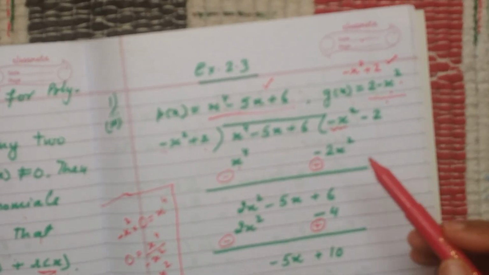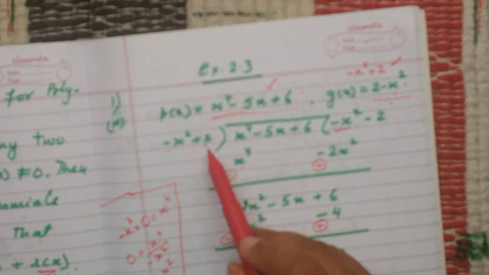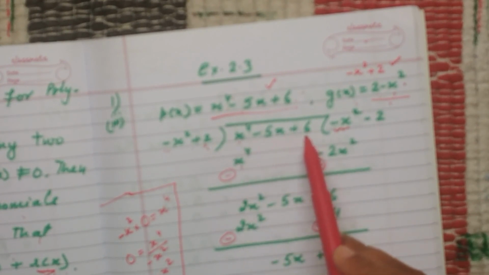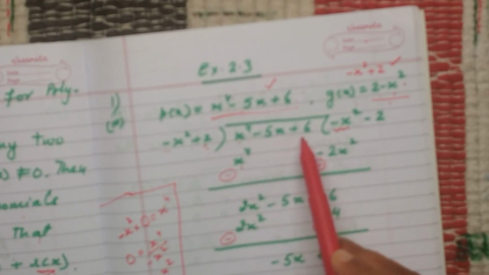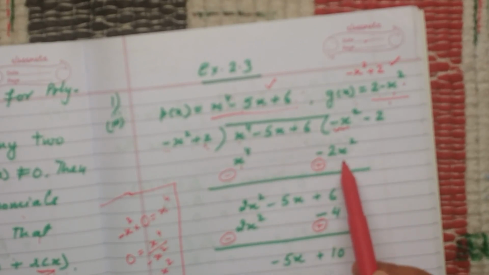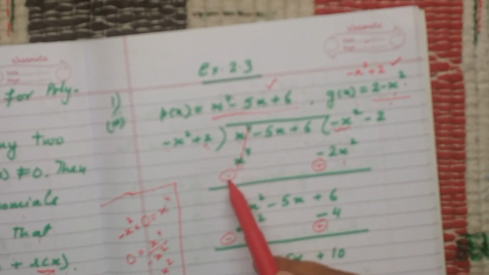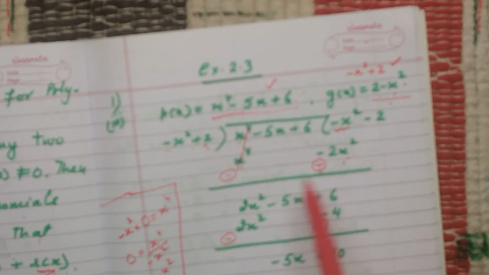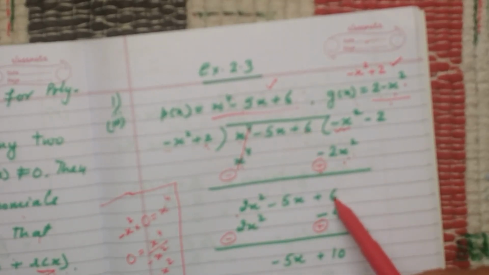Now we multiply the same term with the other term of the divisor. 2 into minus x square gives us minus 2x square, which is not there. The term with x raised to power 2 is not there in the dividend, so I have written it separately here. So this goes away, the sign changes, and now the sign changes here also. Now there is no x to the power 4 term, so the term with the highest power is 2x square. So I have written 2x square first, then minus 5x, then plus 6.